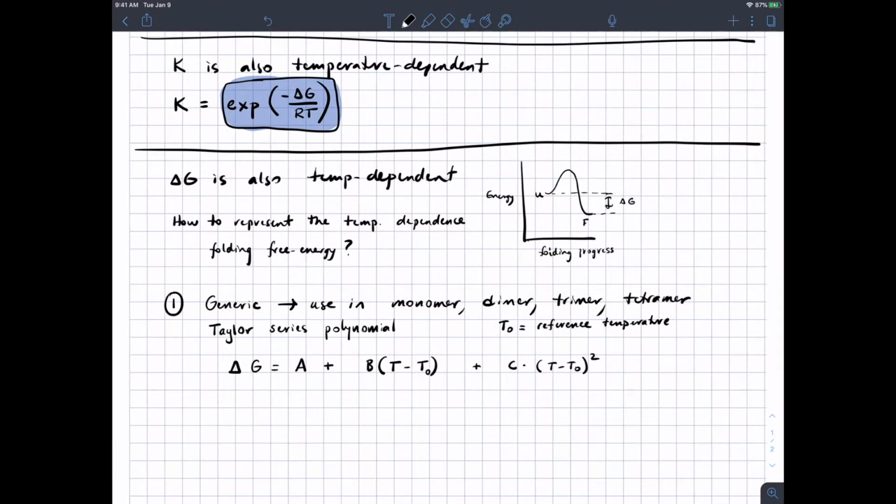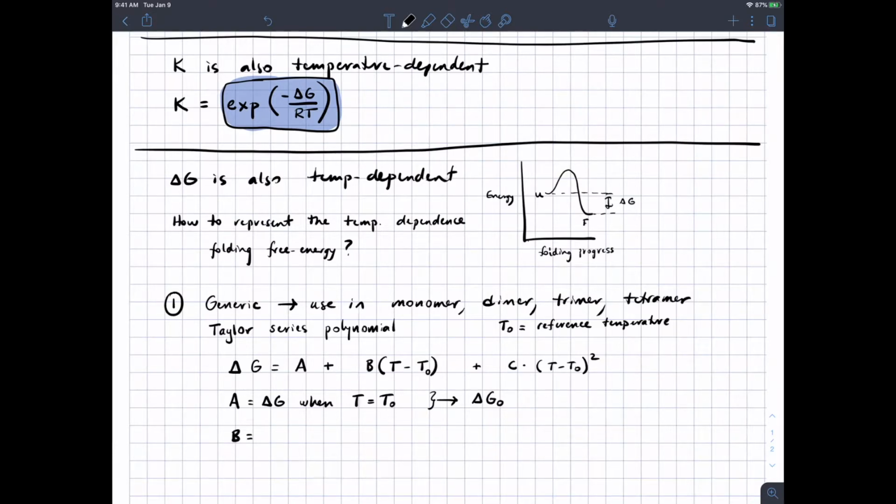All right, so what does A mean? Well, A is equal to delta G when T is equal to T naught. So at the reference temperature, the free energy of folding for your protein is this parameter A. And in fact, we're going to call this parameter A delta G naught, sub-zero, for the free energy at the melting temperature.